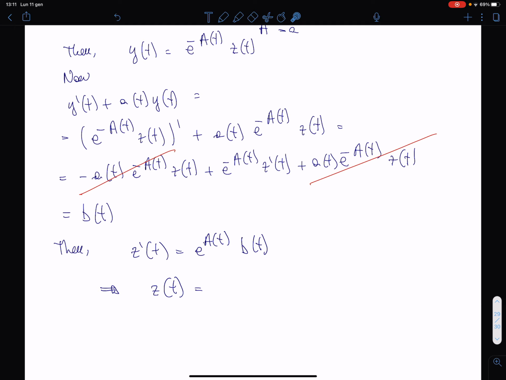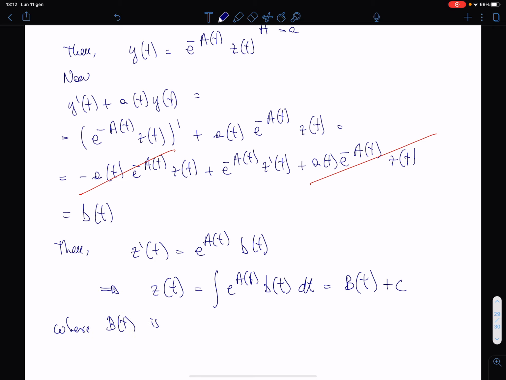Sorry for these noises. So z of t is equal to what? It is equal to the indefinite integral, because we are looking at the general integral of the equation, e to the power capital A of t, b of t, dt, and by definition of capital B it is capital B of t plus c, where we define B of t as a primitive, any primitive, of e to the power A of t, b of t.